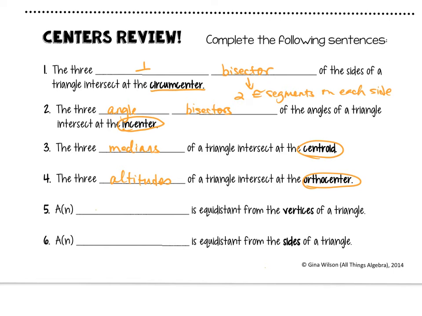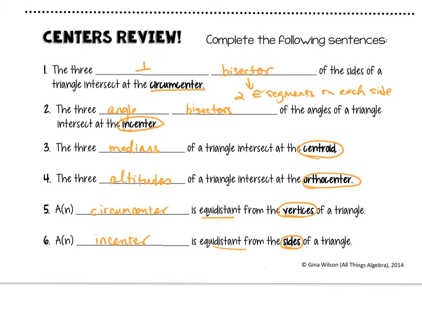And a circumcenter is equidistant from the vertices of the triangle. This is really important. Whereas an incenter is equidistant from the sides of the triangle. Okay, so make sure that you go through this review a couple of times, understand the differences between circumcenter, incenter, centroid, and orthocenter.